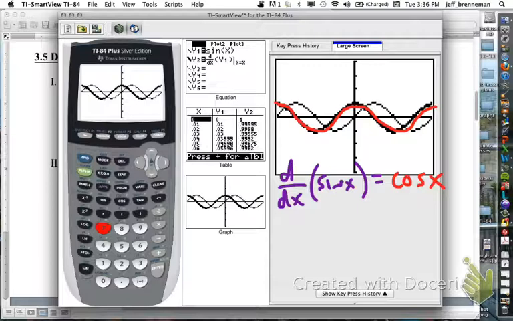Go ahead and do the same thing with cosine and see if you can come up with its derivative. And I'd ask if the substitute could just pause the video. I'd appreciate it.